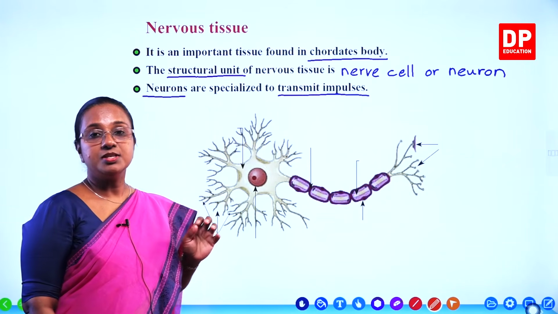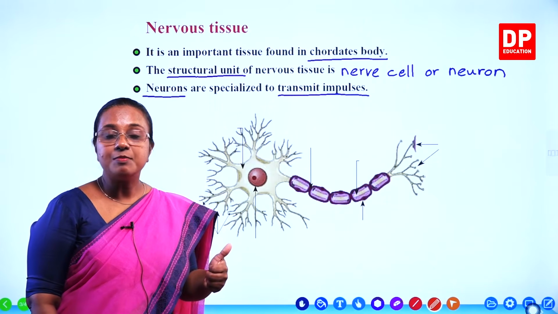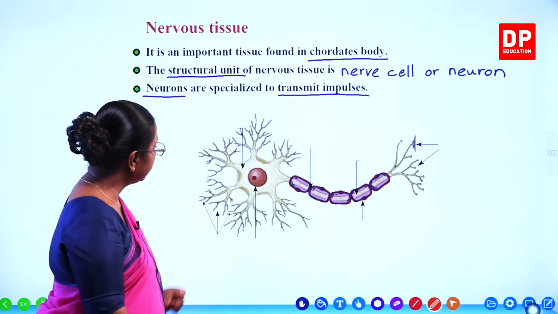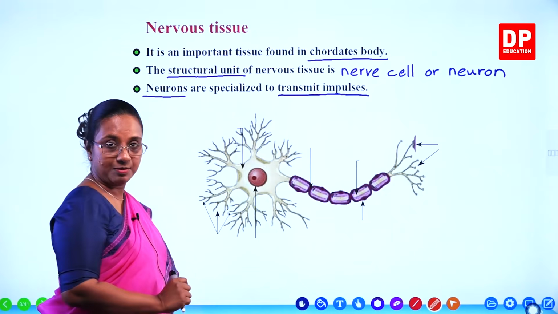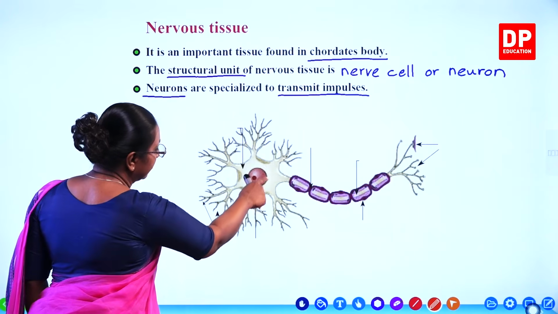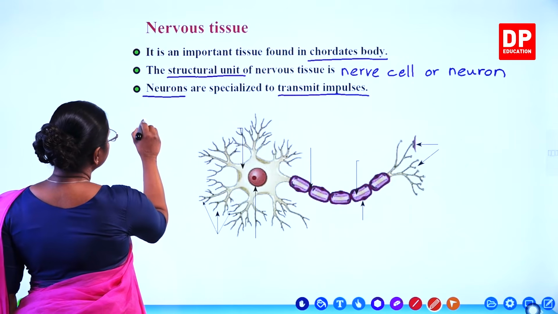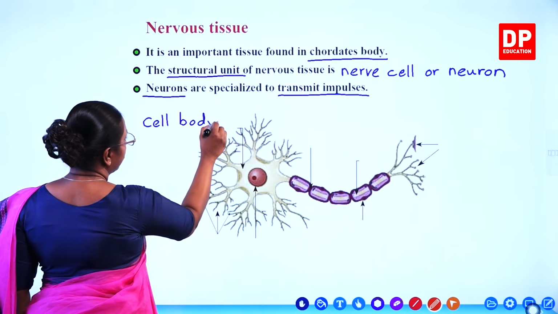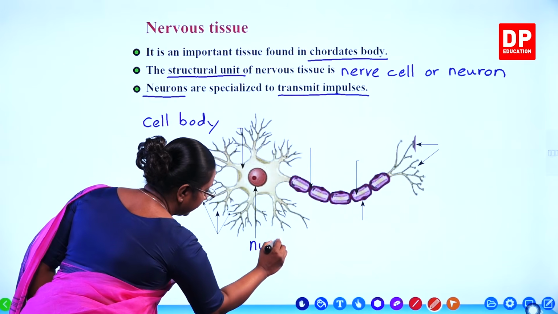All the neurons are made up of 2 main parts, the cell body and the nerve fiber. So here you can see this structure is the cell body. The cell body contains a nucleus. So here I will write this as the cell body and this part is the nucleus.